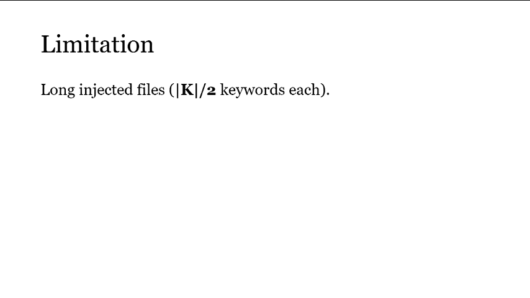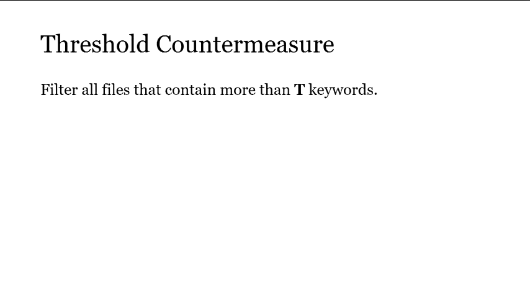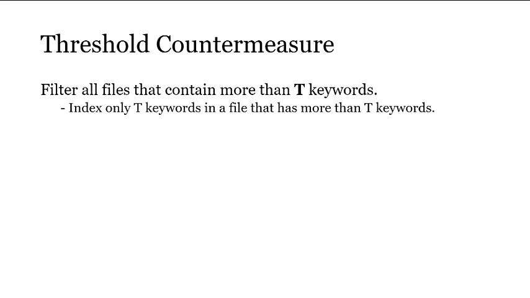So the observation is that those injected files are quite long. Each of the files needs to include half of the keywords in the universe, which leads to a natural countermeasure called threshold countermeasure on the file length. The idea is, what if the client filters all files that contain more than T keywords? Then the server can no longer inject those long files. By filtering, we don't mean delete those files. It simply means that the client can simply index a subset of T keywords from a file that has more than T keywords.